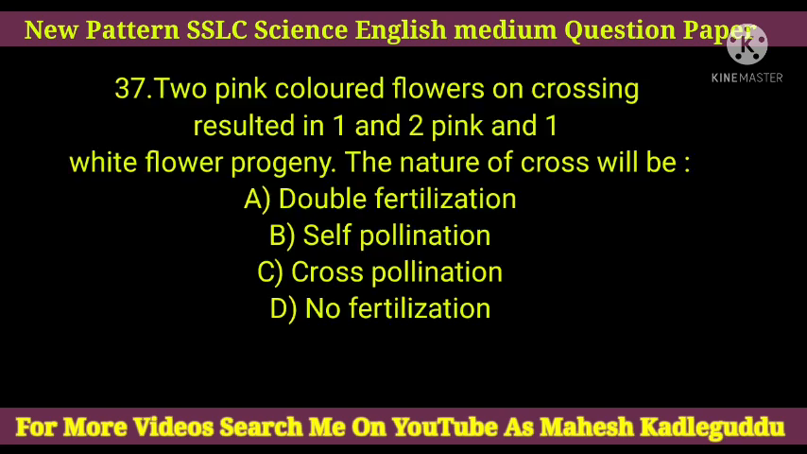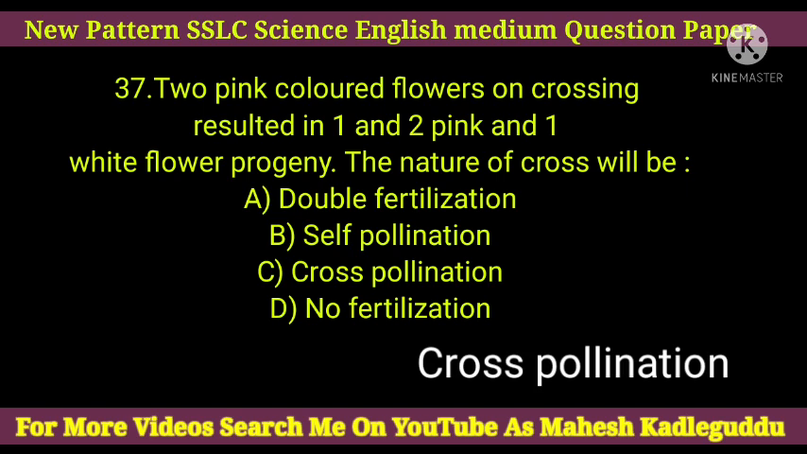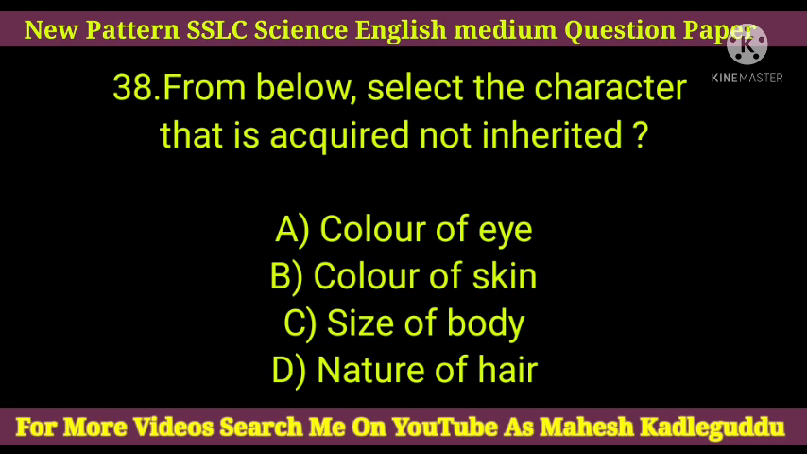Next, 37th question. Two pink colored flowers on crossing resulted in one white, two pink and one white flower progeny. The nature of cross will be double fertilization, self pollination, cross pollination, no fertilization. The nature of cross will be cross pollination. Cross pollination is the right answer for that question.